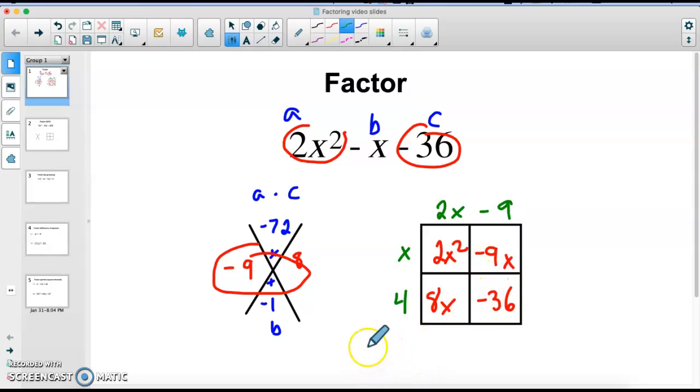So we got it. So finally, the outsides of the box, these are our factors. Ooh, sorry, my screen keeps messing up.